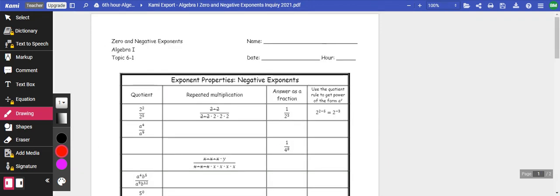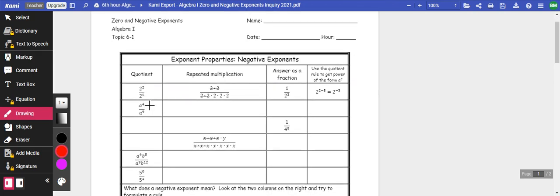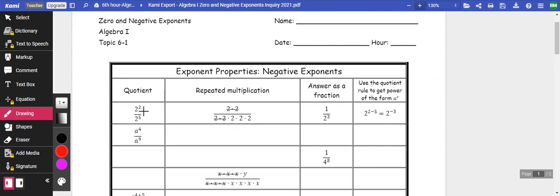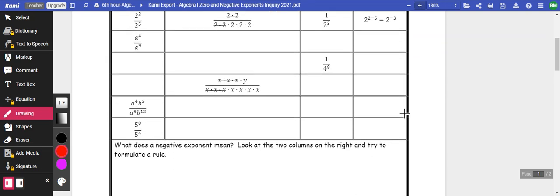We are going to go ahead and look at negative exponents. Negative exponents are really just telling us what's on the bottom of a fraction. So if we look right here, let me zoom in a bit. We've got 2 squared over 2 to the fifth. We've got 2 on top and 2 on the bottom that cancel out. They give you that 1. And we just have 1 over 2 to the third. That's the same thing as 2 to the negative third. So it's just about like subtraction here. Okay? That's all it is.